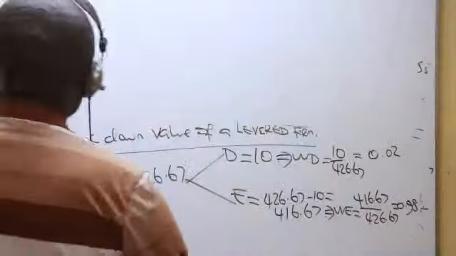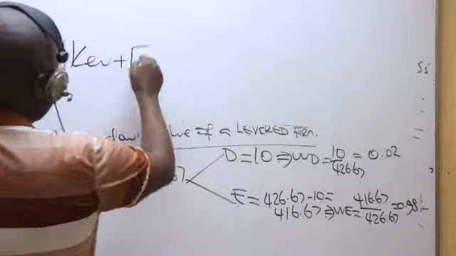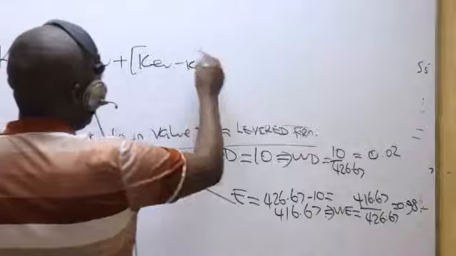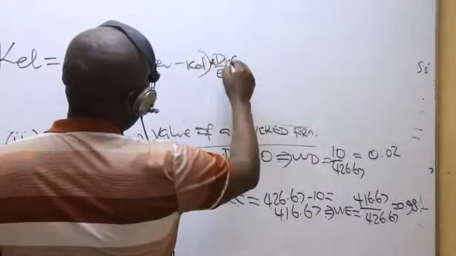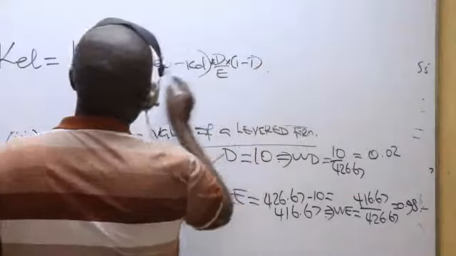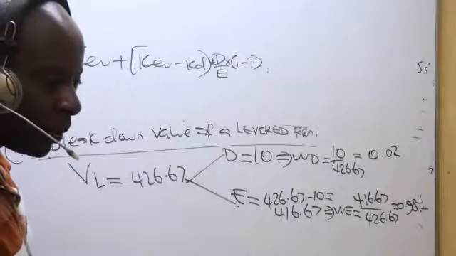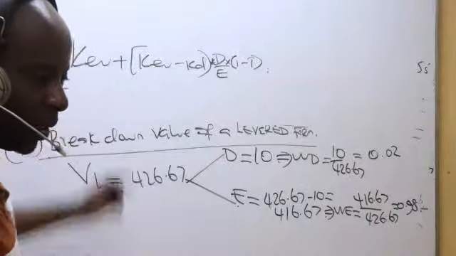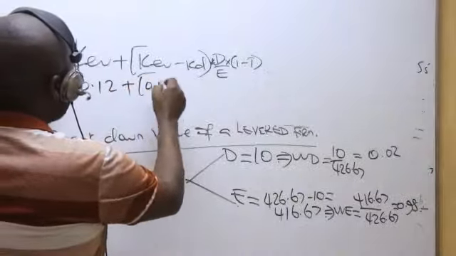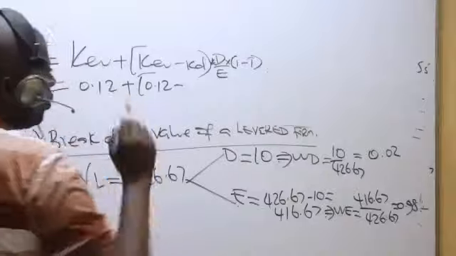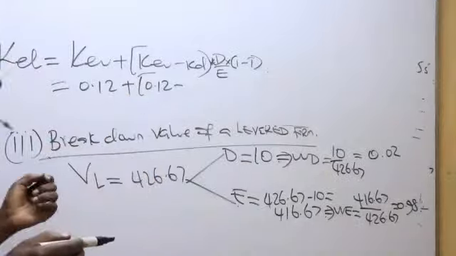So Kel, we'll talk about that. So Kel is Q plus, we have here Q minus KD into D over E into 1 minus tax. So could you kindly remind me, what is our Q? Is there somebody who is able to remind us our Q? We have written it up there. It was 0.12 plus 0.12. KD, do we know what our KD is? Cost of debt, do we know 7%?